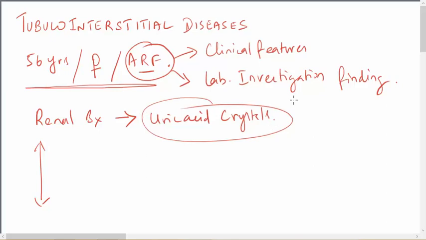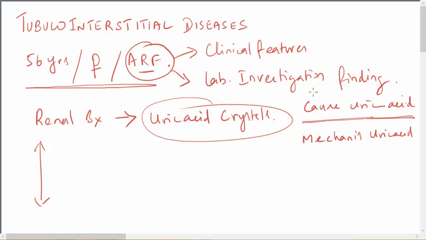Understand? So here you should know about 2 things. What are the causes of uric acid crystal and the mechanism of uric acid formation. So without that knowledge, you cannot answer this question. Understand? So you should know that increased cell destruction, increased cell turnover will cause increased uric acid.